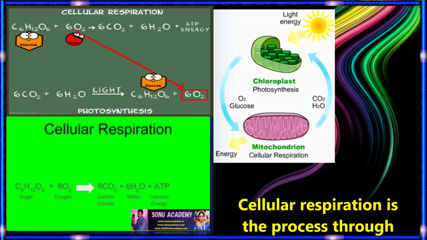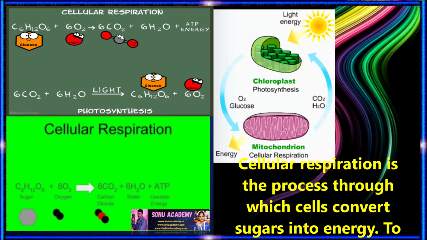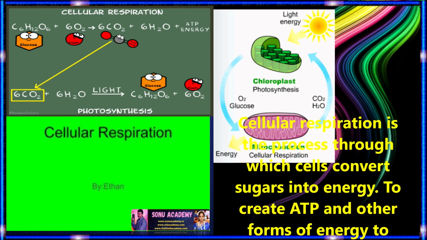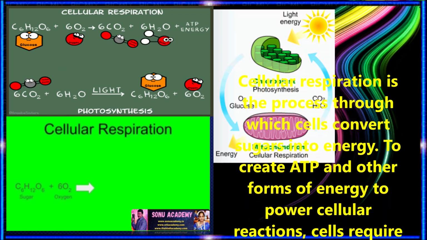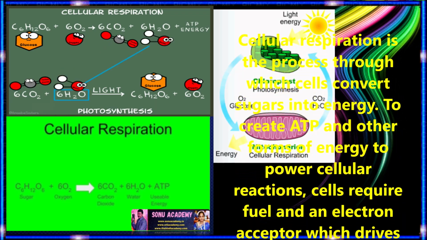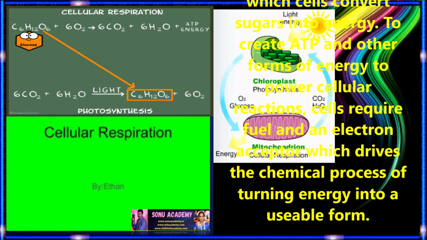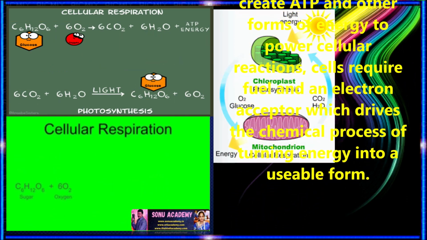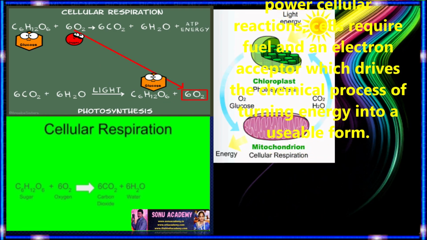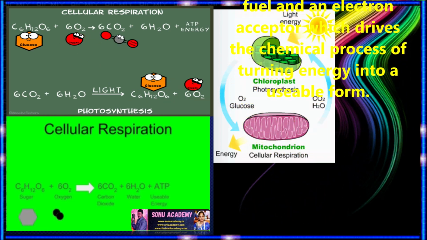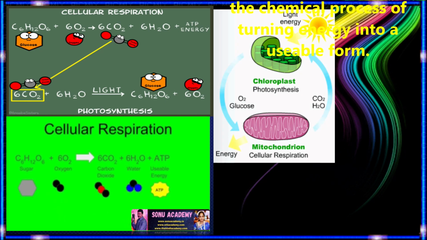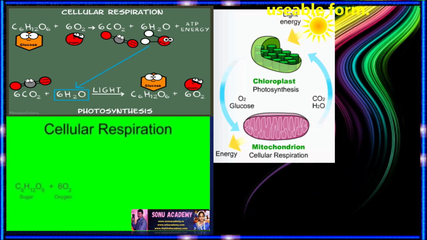Let us discuss cellular respiration. Cellular respiration is the process through which cells convert sugars into energy to create ATP and other forms of energy to power cellular reactions. Cells require fuel and an electron acceptor which drives the chemical process of turning energy into a usable form.